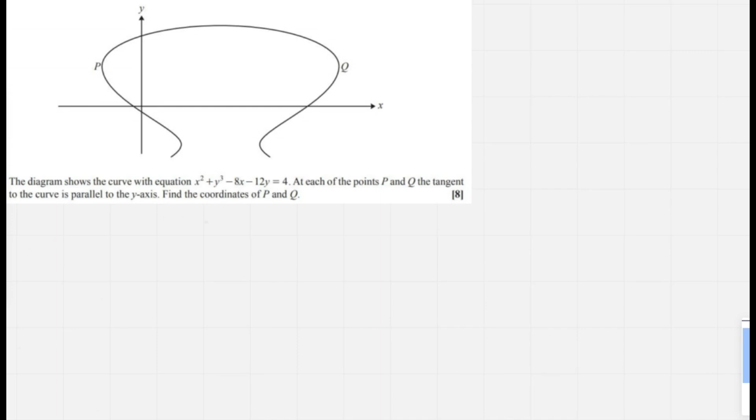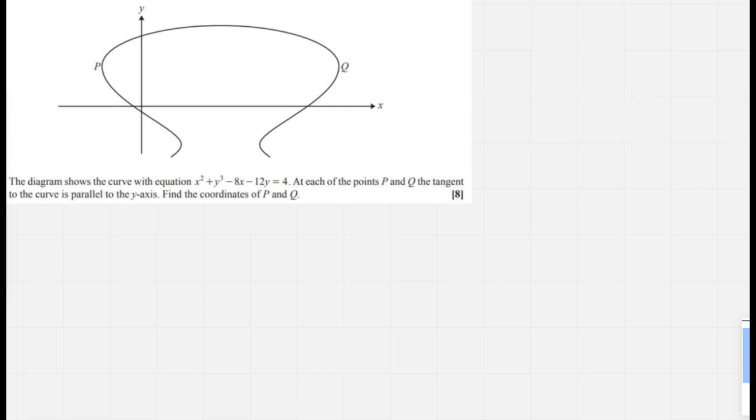In this question, we have a question from the UK exam paper, one of the A-level papers in the UK. It's on finding a stationary point. So it wants us to find the coordinates of P and Q, and we're told that the tangents of the curve are parallel to the y-axis.